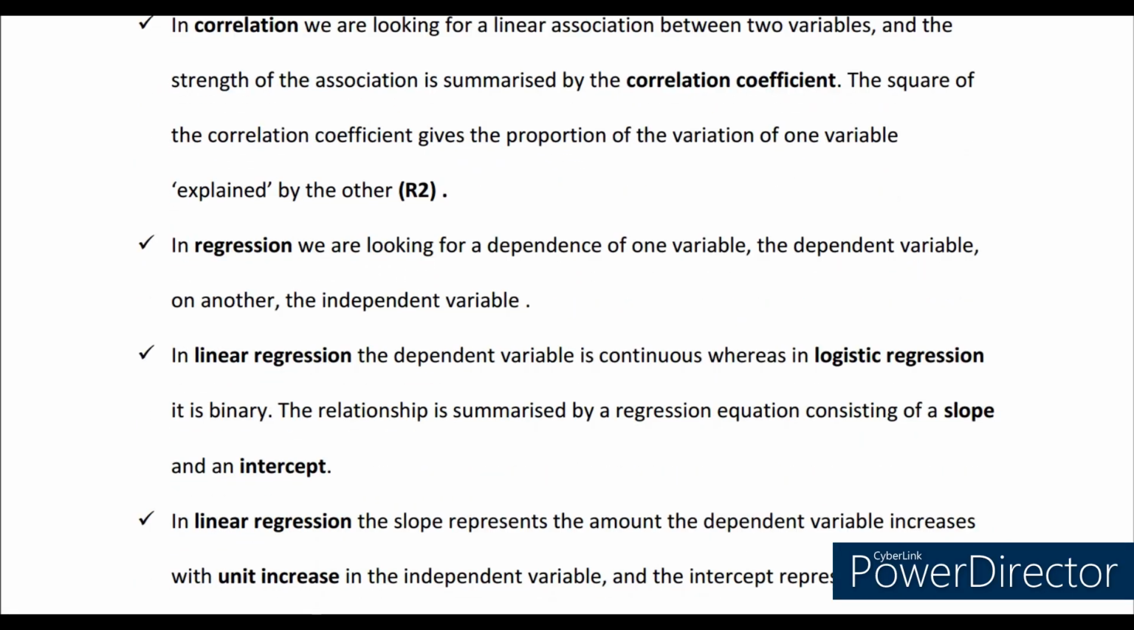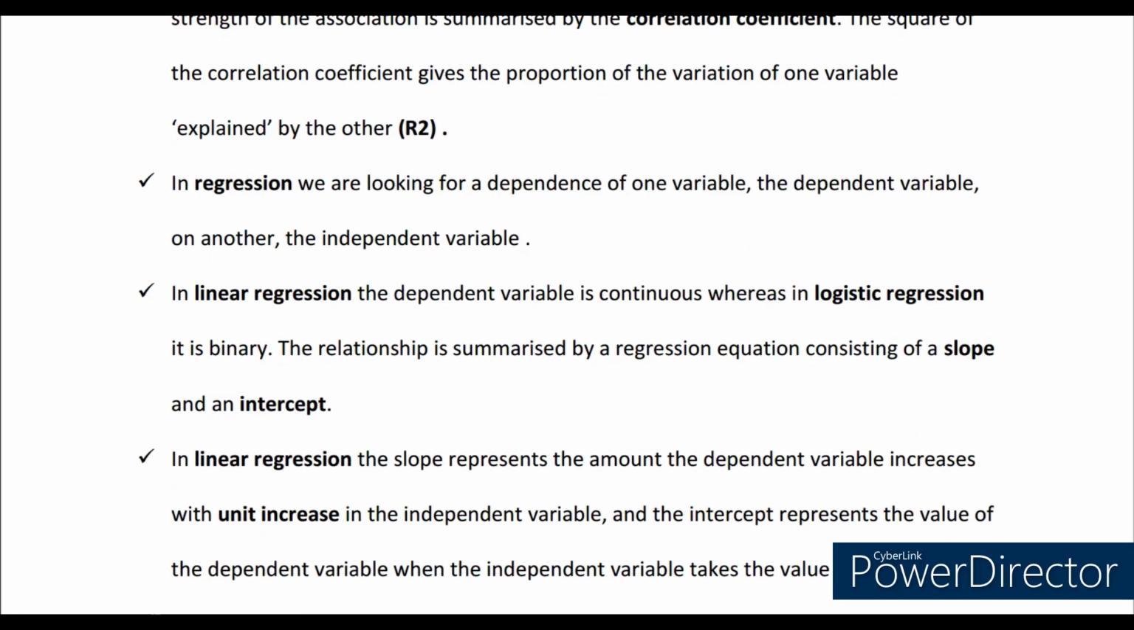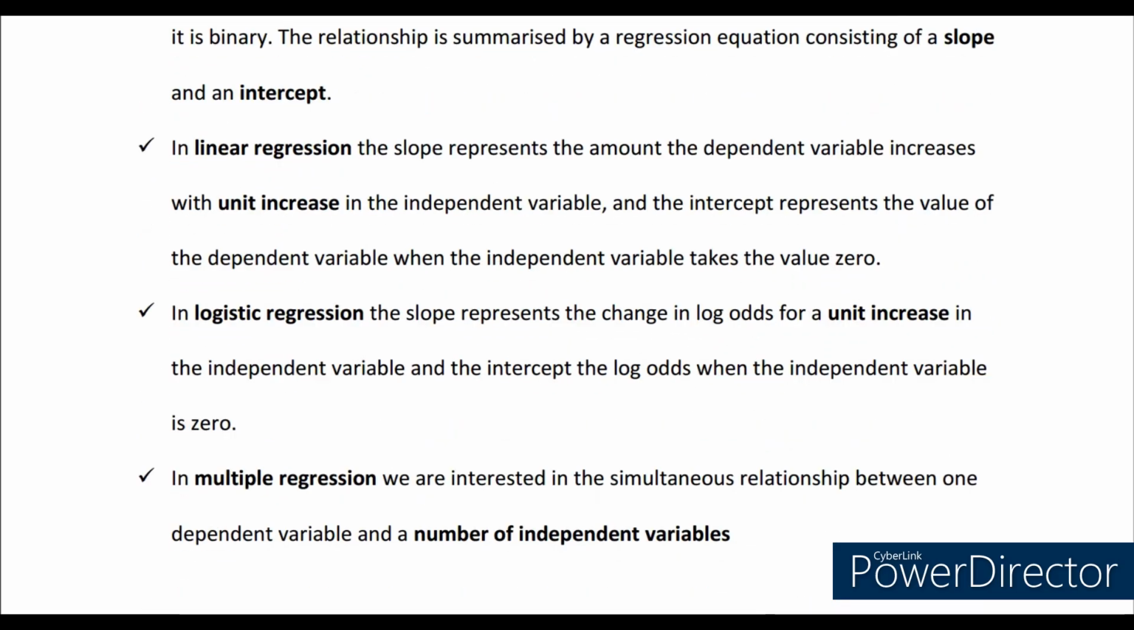And in regression, we are looking for a dependence of one variable, that is usually the dependent variable, on another independent variable. In linear regression, the dependent variable is continuous, whereas in logistic regression, it is binary. The relationship is summarized by a regression equation consisting of a slope and an intercept. In linear regression, the slope represents the amount the dependent variable increases with a unit increase in the independent variable, and the intercept represents the value of the dependent variable when the independent variable takes the value 0.